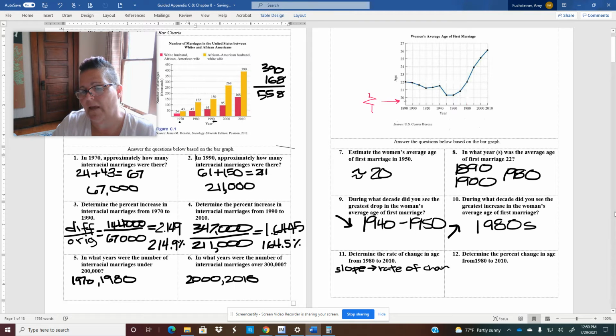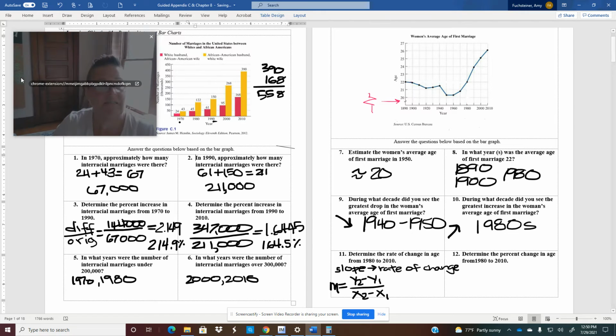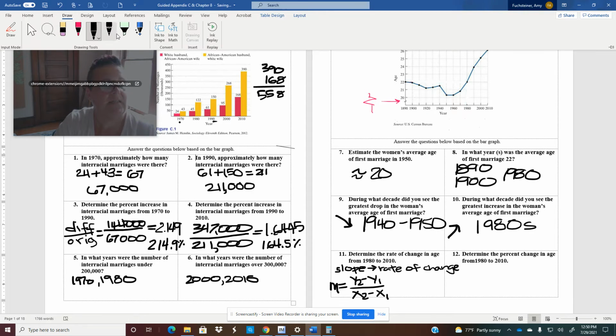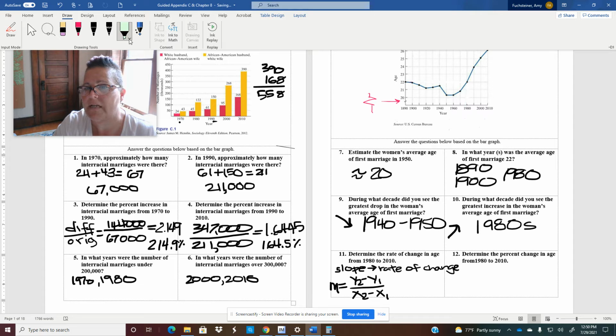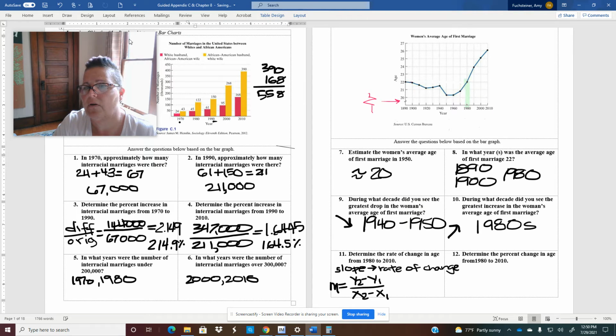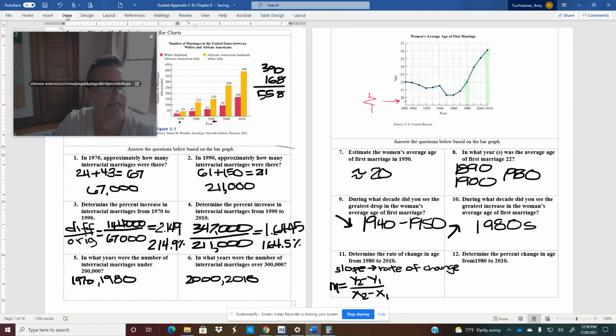So we're hearkening back to algebra unit. If you remember, slope is your m, which is y2 minus y1 over x2 minus x1. And the key here is to take a look at 1980. Let's grab my highlighter. So for 1980, if I follow that up, look at that, I get 22. And if I look at 2010 and follow that up, I get 26.